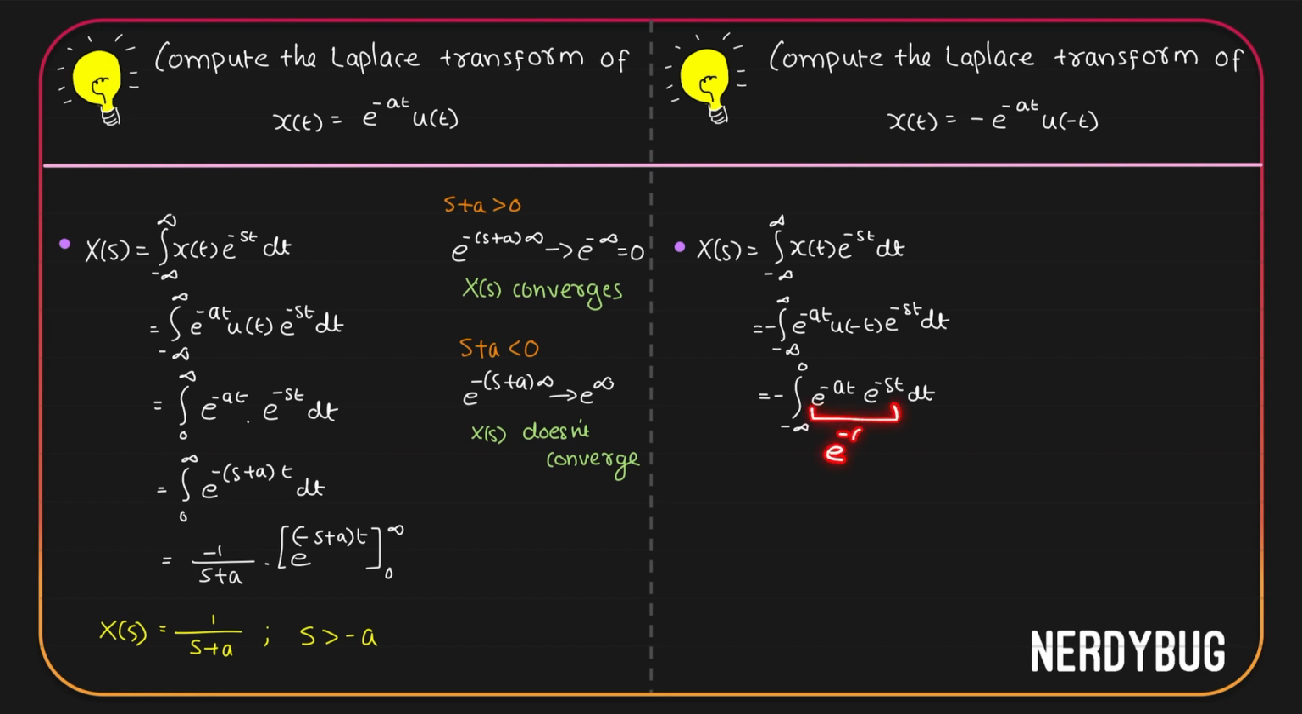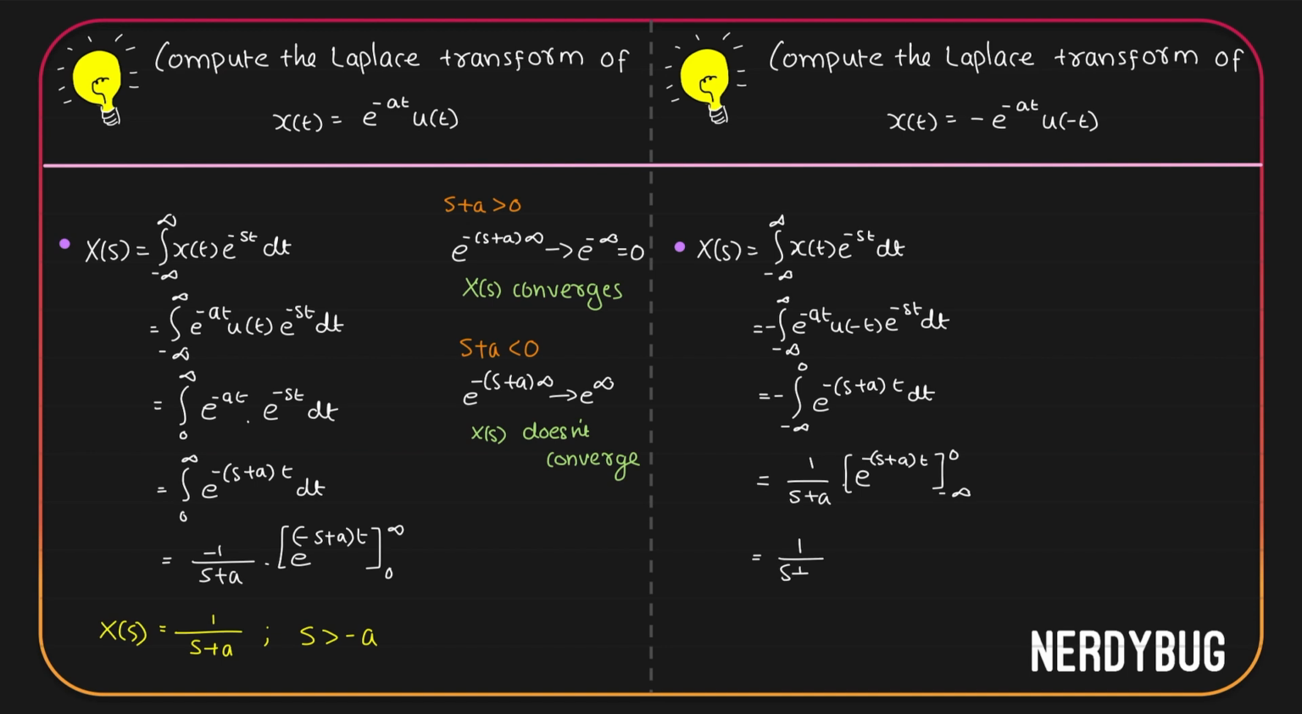Now this can be written as e raised to minus s plus a into t. Now let us integrate it. We already have a negative outside. So minus of minus 1 by s plus a e raised to minus s plus a into t, giving limits from minus infinity to 0. Now we have a minus 1 here, we have a negative here. They can get cancelled. It will simply become 1 by s plus a.